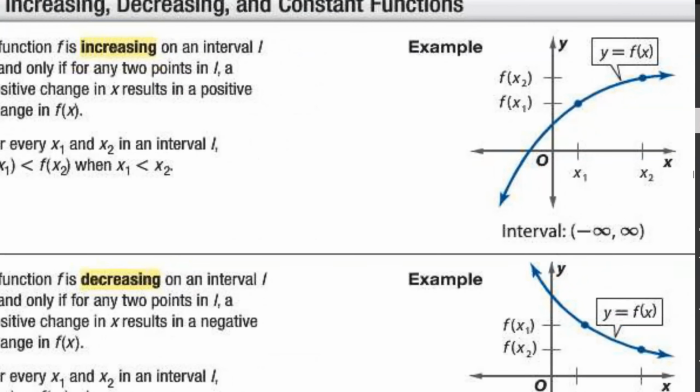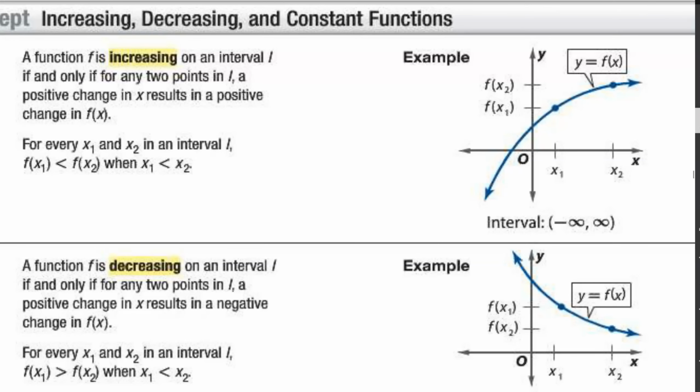So a function is increasing on an interval I if and only if for 2 points in the interval a positive change in x corresponds to a positive change in y in f of x. So now we don't just have to have a function increasing overall. I could say between these 2 points I'm increasing, between these 2 points I'm decreasing, between these 2 points I'm constant. So I can break my graph into parts where I can talk about where it's increasing, where it's decreasing, where it's constant. So this is over an interval only, meaning just one section, not the whole graph. So a function is increasing.